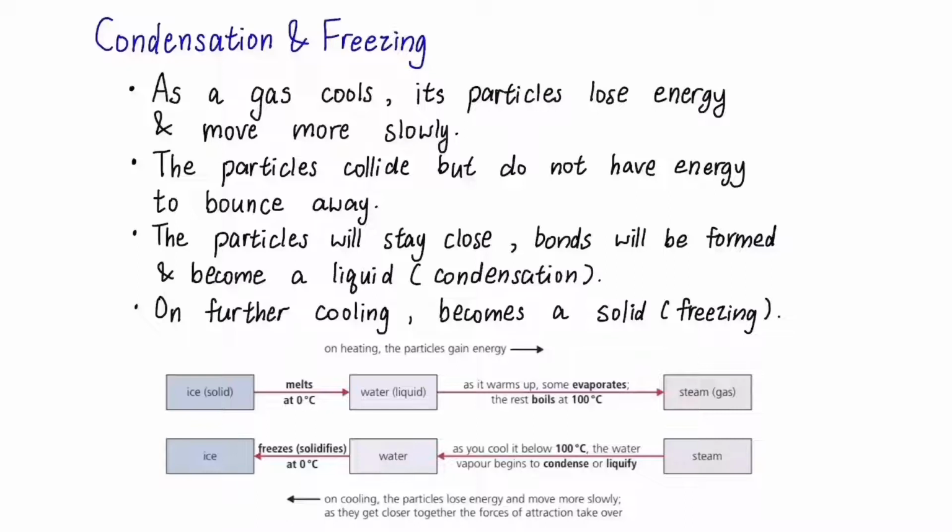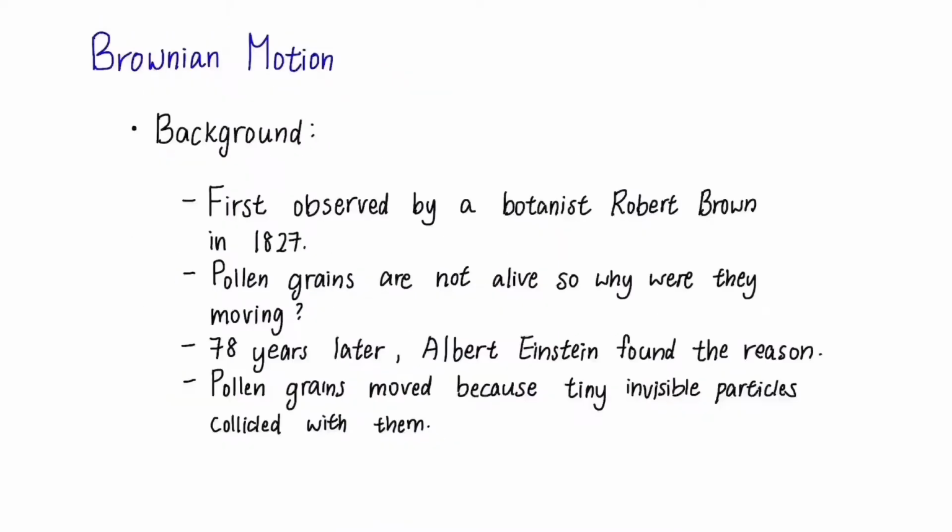As the particles stay close, bonds will be formed between them and either become a liquid or a solid on further cooling. The diagram below shows the summary of all the processes. We have come to the second part of our video, Brownian motion. Let's first talk about its background before we move on to the theory.